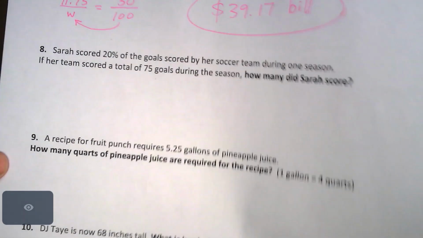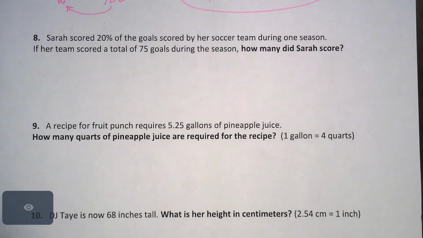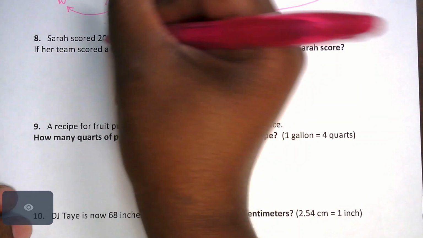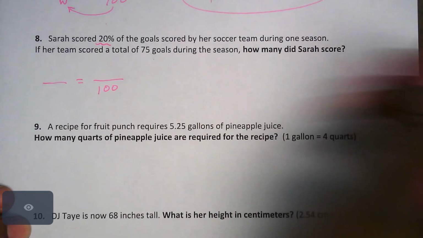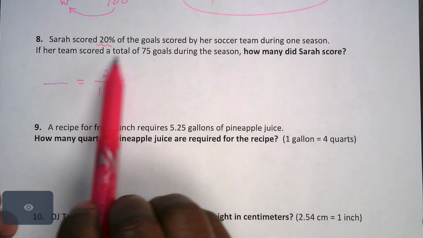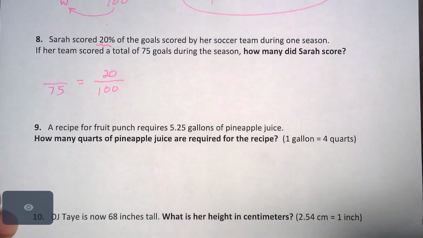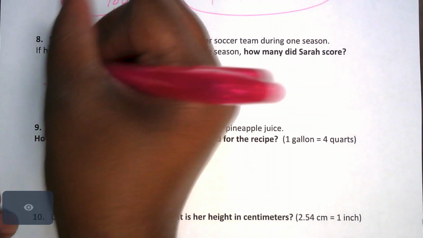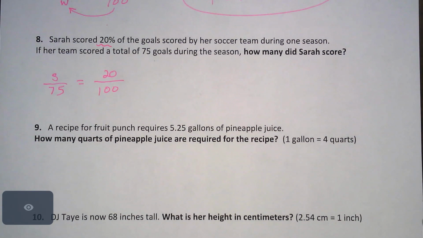Number 8, Sarah scored 20% of the goals scored by her soccer team during one season. Way to go, Sarah. If her team scored a total of 75 goals during the season, how many did Sarah score? So notice we have a percent going on here. So I'm going to set up a percent proportion, putting my 100. And I have 20%, putting my 20 there. And it says her team scored a total of 75 goals. So that's my whole number. And I want to know how many did Sarah score. So I'm going to use S for Sarah's score.